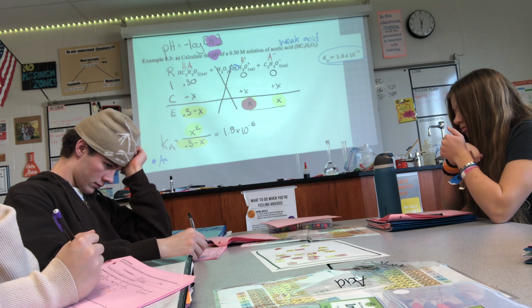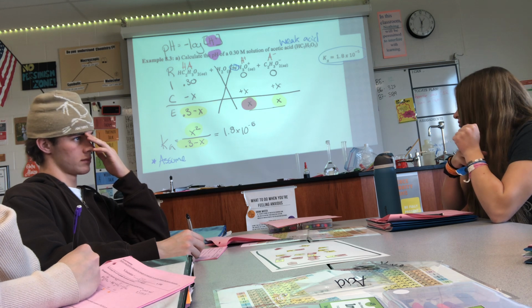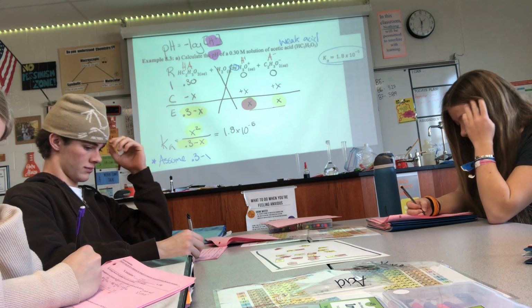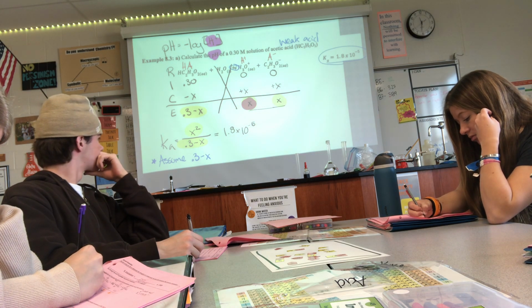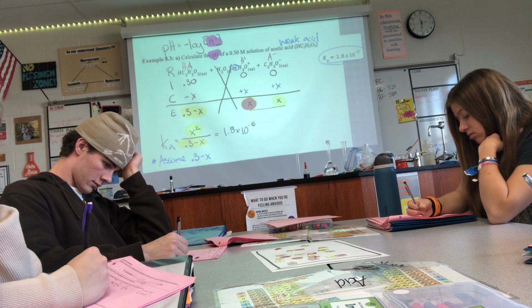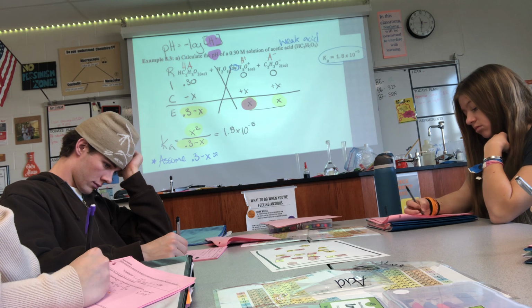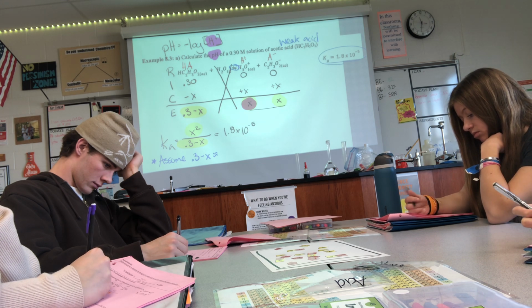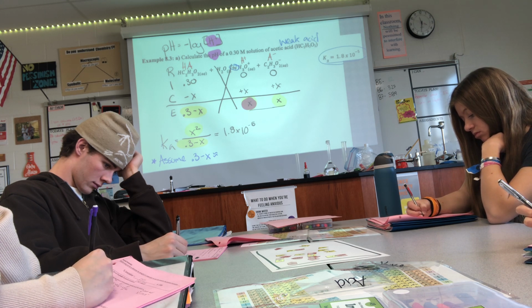We are assuming that 0.3 minus x, which is the change from the original concentration, is approximately, and those are squiggled equal signs, which means approximate, 0.3.